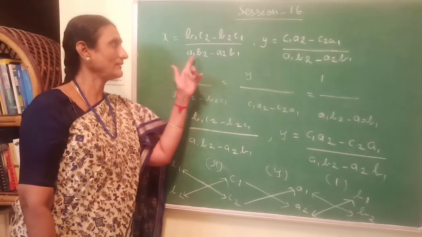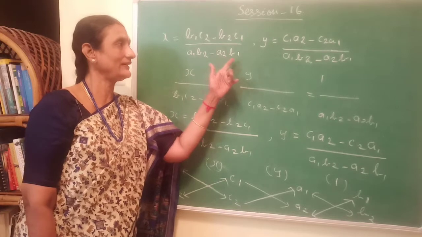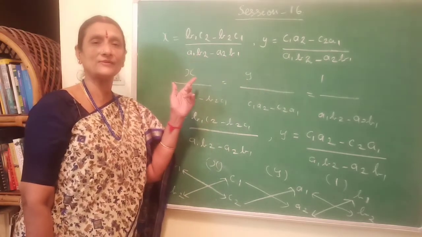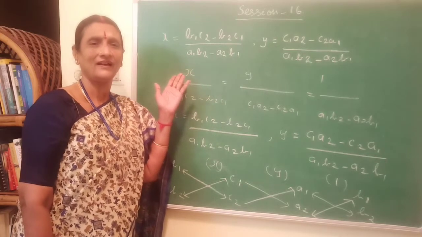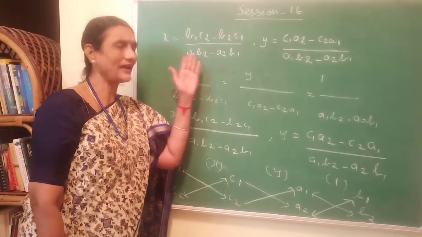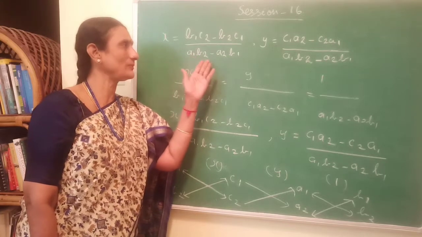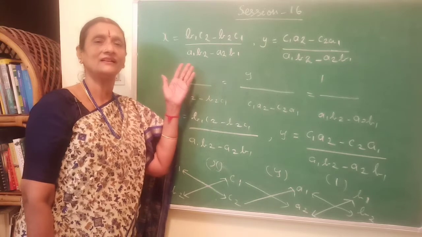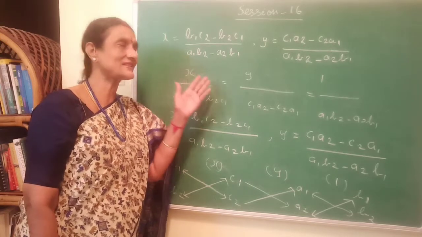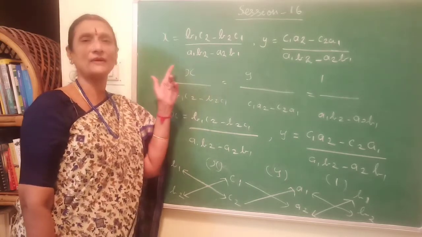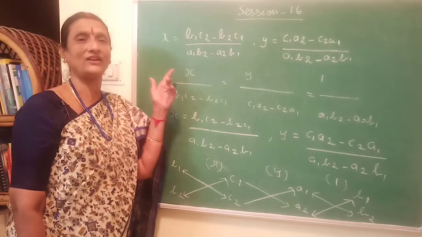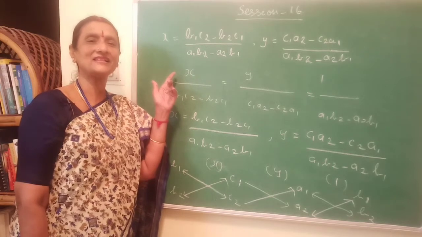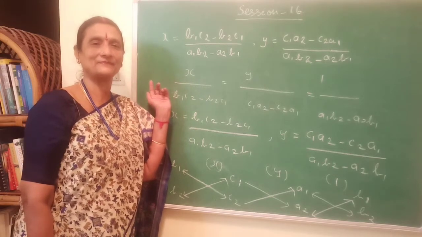But is there any chance that we get that 0 value? Yes. A1, A2, B1, B2, all these 4 values may be positive or negative. Suppose if these both are equal, then A1B2 minus A2B1 becomes 0. So there are chances that A1B2 minus A2B1 becomes 0, and the denominator becomes completely equal to 0. Let us analyze what will happen in that case.